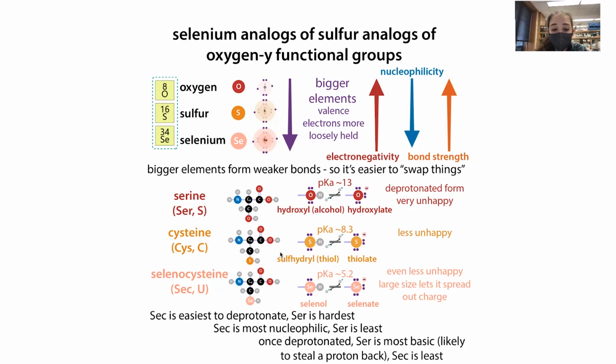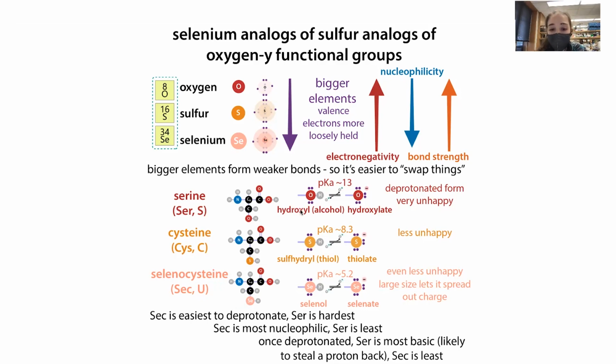So selenocysteine should remind you of cysteine, which should remind you of serine. These are all three amino acids that have a similar structure, but they have different versions of this something-H group. In serine, you have an OH, so you have an oxygen. With cysteine, you have an SH, so you have a sulfur. And with selenocysteine, you have an SeH, so you have a selenium.